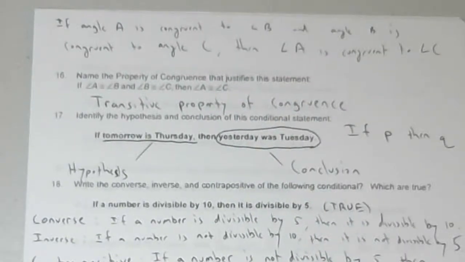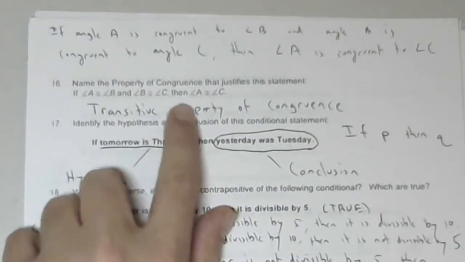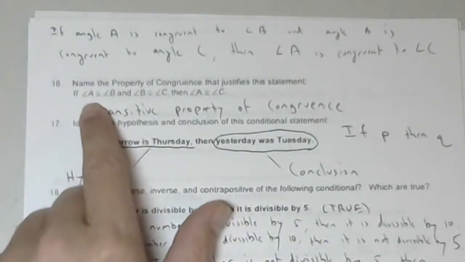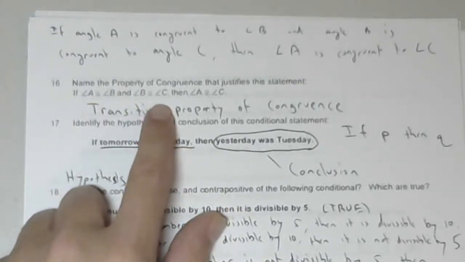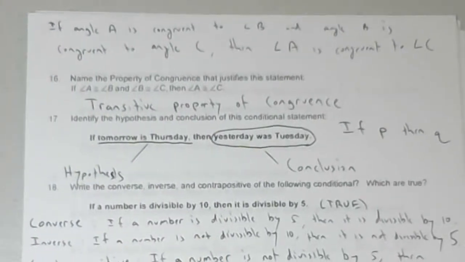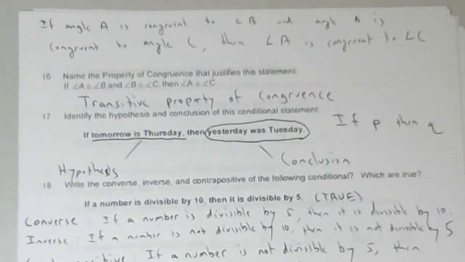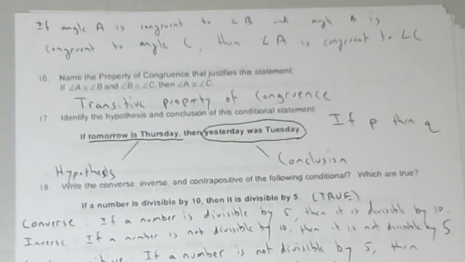These are worked out. The property of congruence that justifies the statement, and I've written it out here too. To translate this is just to say, if angle A is congruent to angle B, and angle B is congruent to angle C, then angle A is congruent to angle C. That's the transitive property of congruence.